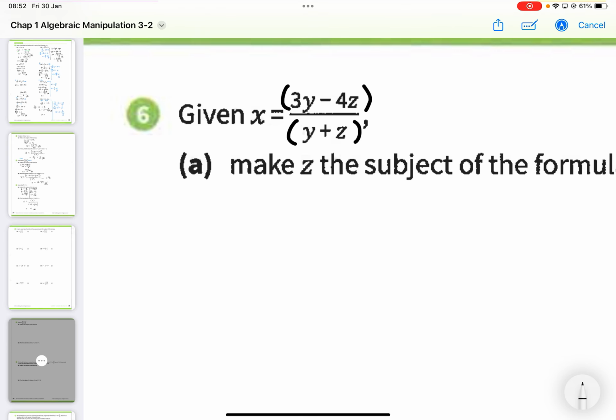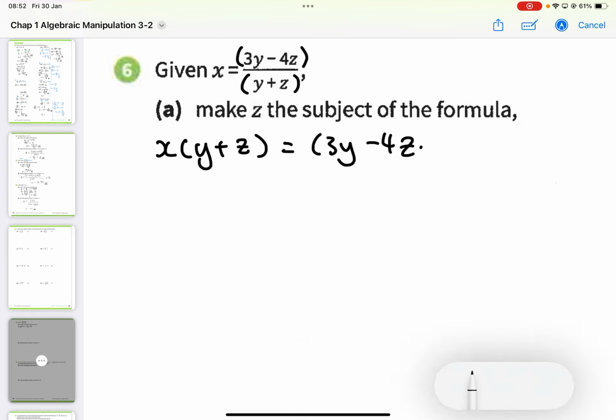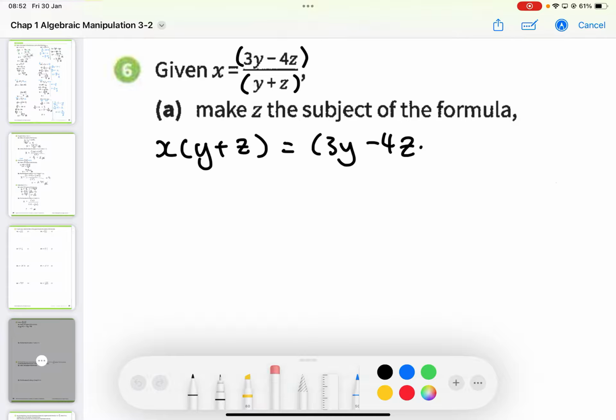So this whole bracket will multiply across to become numerator. Then once I multiply already, my right hand side is no longer a fraction. My Z is free from the bracket. The 4Z is free from the bracket.